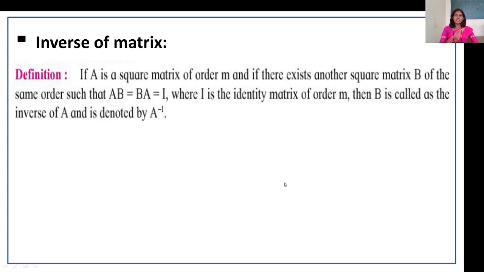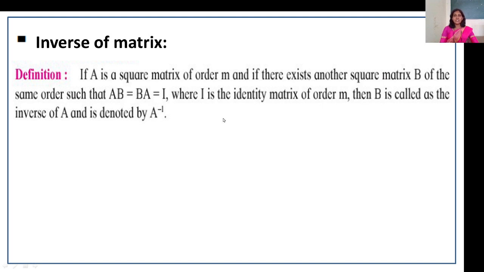The definition of an inverse of a matrix is: if A is a square matrix of order m and if there exists another square matrix B of the same order such that AB = BA = I, where I is the identity matrix of order m, then B is called the inverse of A and is denoted by A inverse.